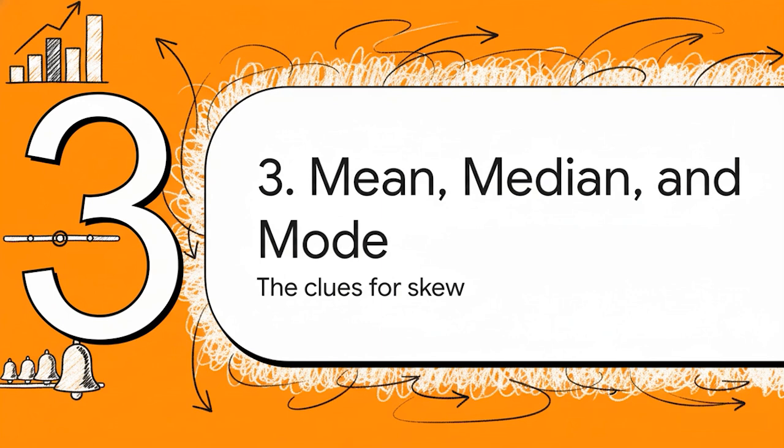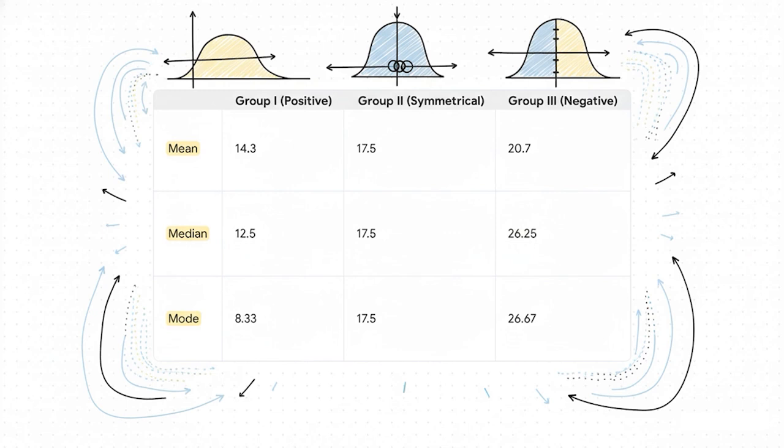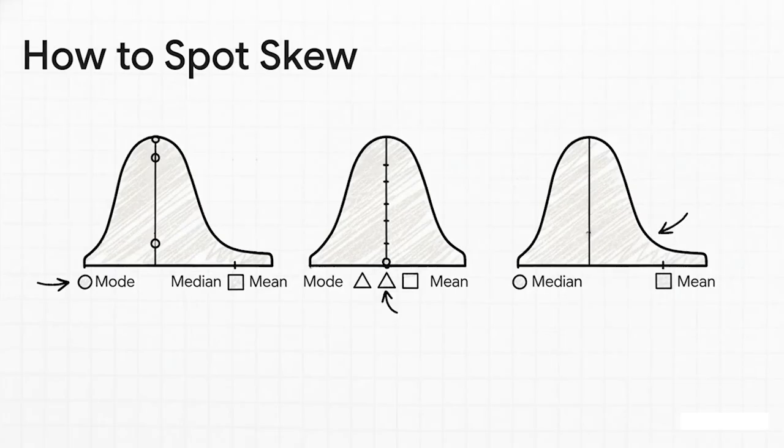Okay, so that's what skew looks like when you can see it on a graph. But what if you can't? How can you spot it just by looking at the numbers? Well, the secret lies in the relationship between three old friends: the mean, the median, and the mode. Check out this table. It's got three different groups of data. Now, look right there in the middle, at group 2. See how it's symmetrical? The mean, median, and mode are all exactly the same. But now look at the skewed groups, group 1 and group 3. See how those three numbers start to pull away from each other? That's our big clue. So here's the golden rule, the one thing you really need to remember.